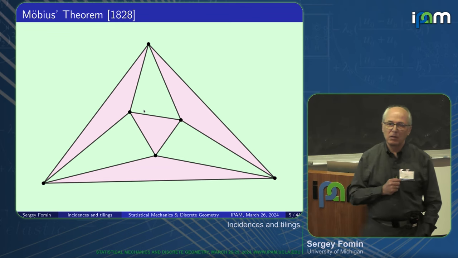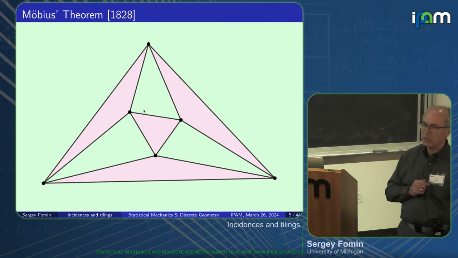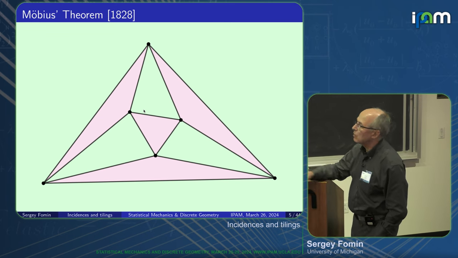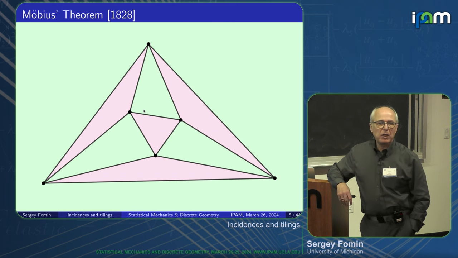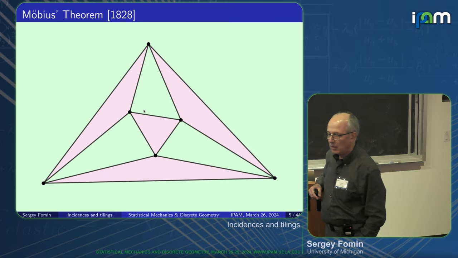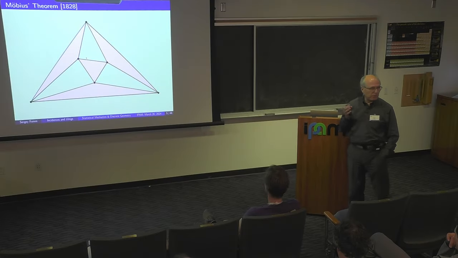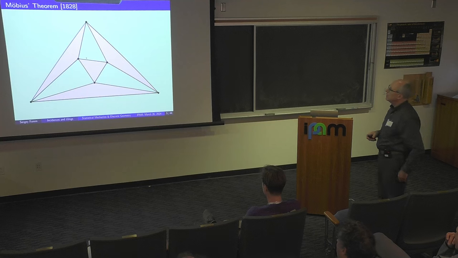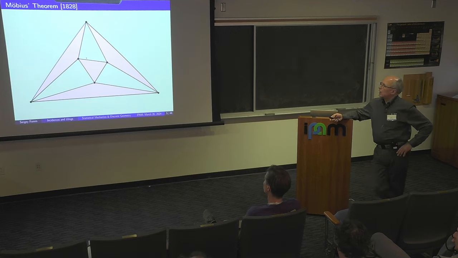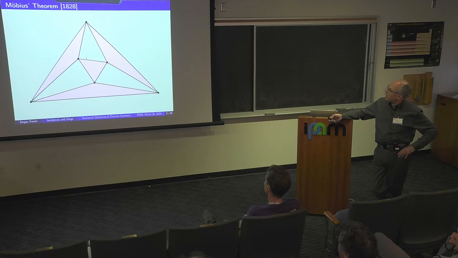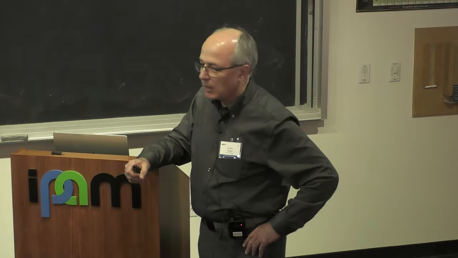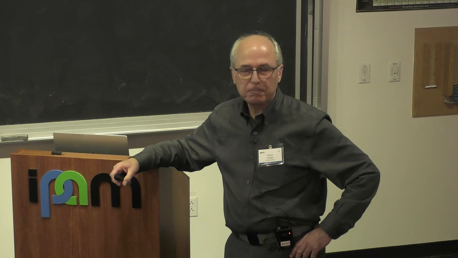Here is the simplest incidence theorem in three dimensions. It's due to Möbius. Suppose you are given six points in three dimensions. They don't have to be in convex position or anything, but just for the sake of notation, I'm going to think of them as being the vertices of an octahedron. Not a regular octahedron, just some octahedron. And then I'm looking at triples of these points which correspond to the faces of the octahedron, including the back face which corresponds to the outer region here. So there are eight such faces here. Four of them are pink, four of them are green.